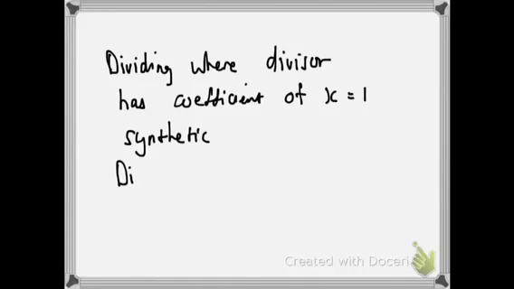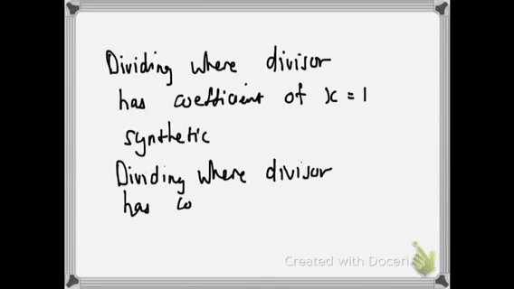And I'd say dividing where the divisor has coefficient, best to say not equal to 1. Okay, so it could be negative 2, negative 3, or positive 2, 3, 4. I'd recommend in that case long division.